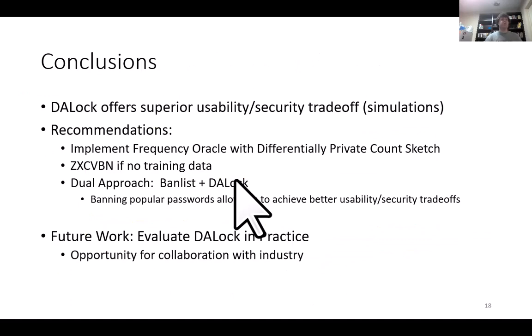So in conclusion, we introduced DALock and demonstrated via simulations that it can offer a superior usability security trade-off. We recommend implementing DALock with a differentially private count sketch frequency oracle or with the ZXCVBN password strength meter, if no training data is available. We also recommend combining DALock with a ban list since we obtain the best usability security trade-offs when banning overly popular passwords. Finally, in the future, we hope to evaluate DALock in practice.